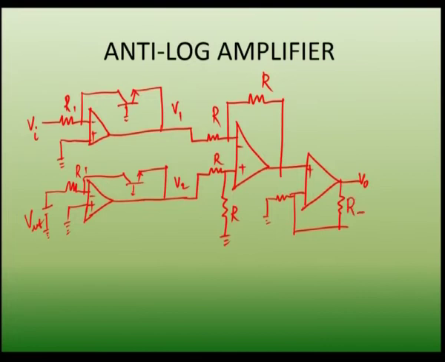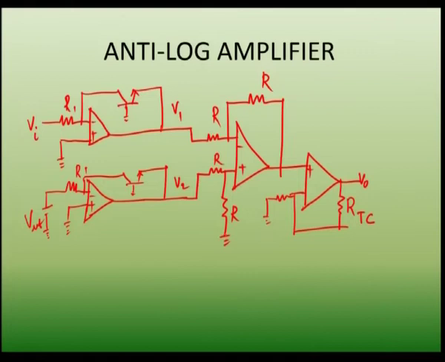So, here RTC, you can take this resistance as a transducer type of resistance. When the temperature changes, this resistance value will also change. So, this has a positive temperature coefficient. So, with this circuit, this is a temperature compensated circuit.